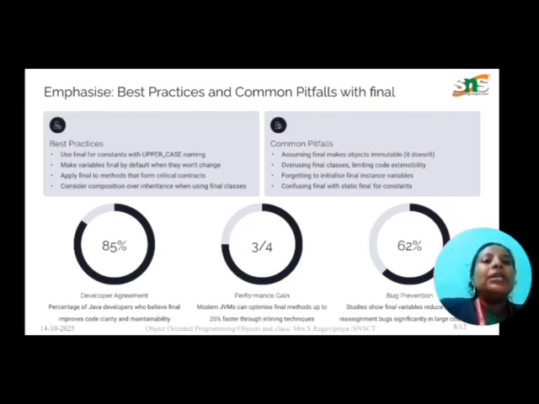Best practices and common pitfalls with final. Best practices: use final for constants with uppercase naming. Make variables final by default when they won't change. Apply final to methods that form critical contracts. Consider composition over inheritance when using final classes. The common pitfalls are: assuming final makes objects immutable, overusing final classes and limiting code extensibility, forgetting to initialize final instance variables, and confusing final with static final for constants.